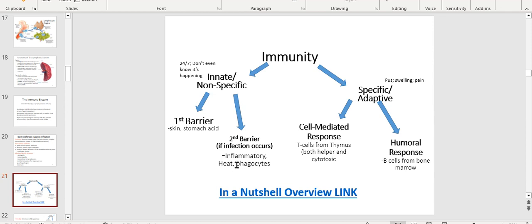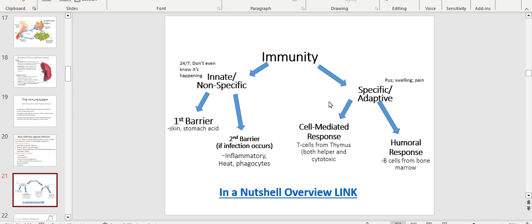Phagocytic activity: think of Pac-Man, chomp chomp, eating bugs, bacteria. And when I say bugs, I'm not talking entomology, I'm not talking insects. I'm using it as slang for bacteria and any type of pathogen that's around. So just a recap: innate, non-specific, 24/7. You don't even know what's happening. It's always going on in the background.